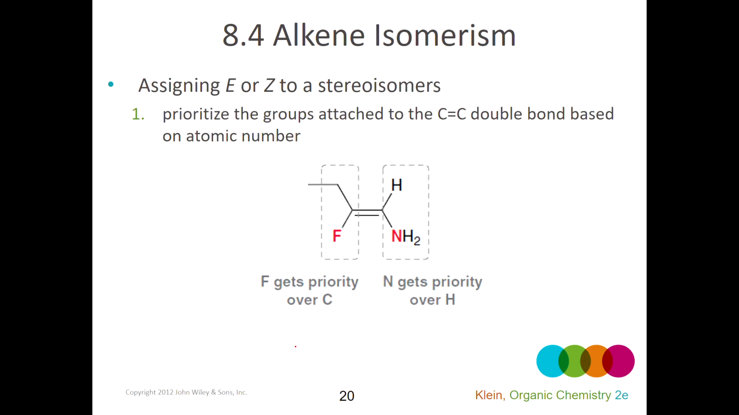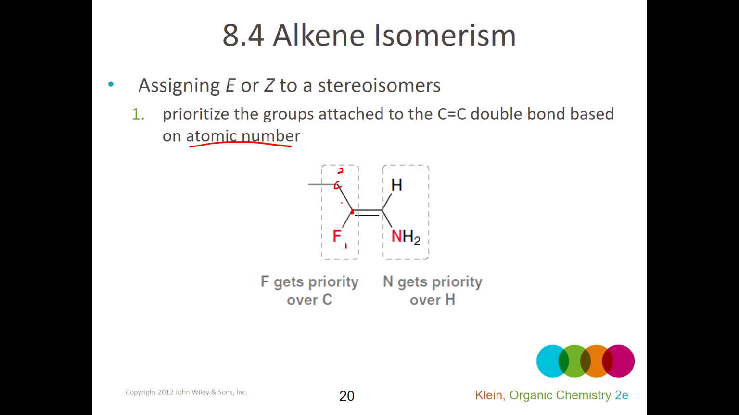So the way you determine whether a double bond has an E or a Z configuration is to prioritize the two groups that are on one carbon based on their atomic numbers, the same way we would prioritize groups to determine an R or S configuration on a chiral center. But this center only has 2 atoms attached. Obviously it's double bonded to here, but we're only looking at the 2 groups attached to this carbon that are not part of the double bond. So fluorine has a higher atomic number than carbon. So priority 1, priority 2.